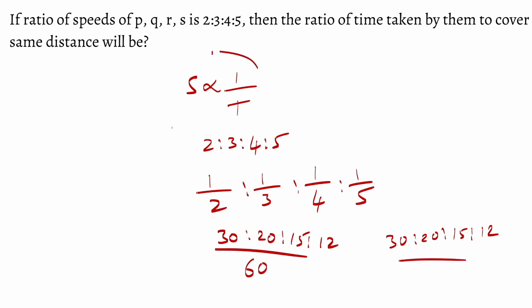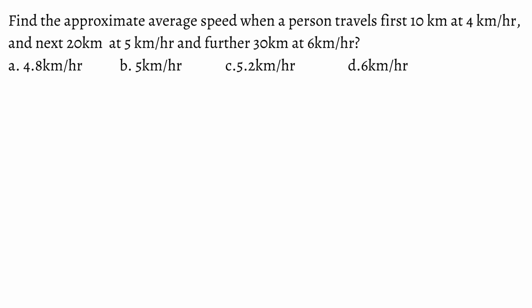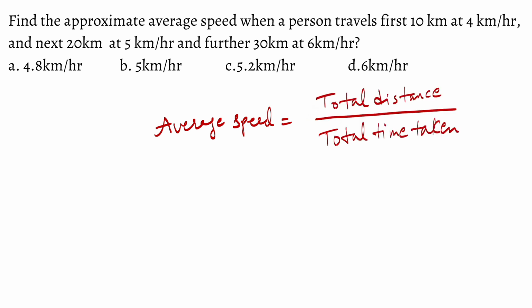Just this relation is important. How can we express average speed? Forget about the harmonic mean. Average speed is equal to the total distance divided by the total time taken.